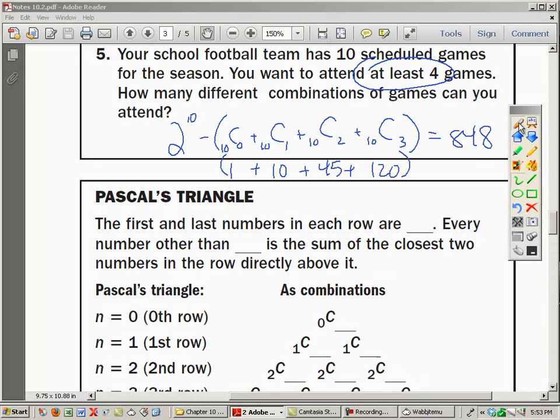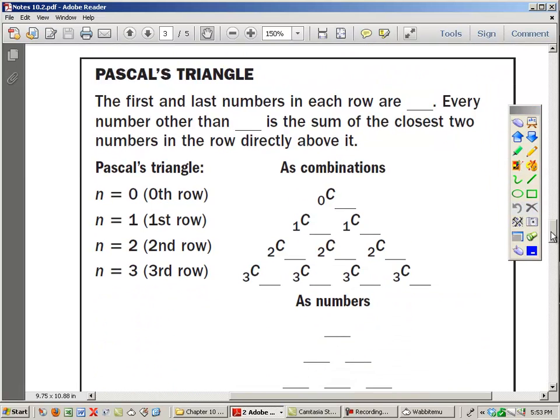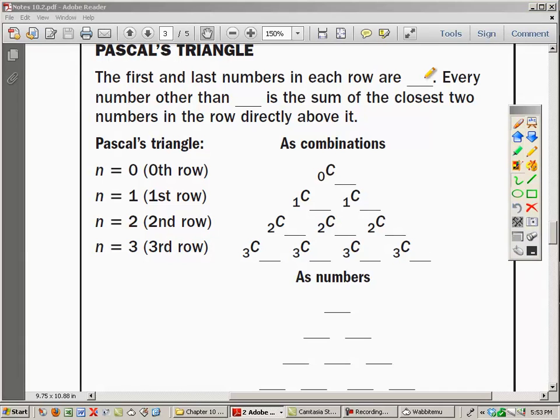All right. Okay, now Pascal's triangle. You guys see how I keep going back and I have to use my calculator to do all of these. When you have smaller numbers, it's a heck of a lot easier if you use Pascal's triangle. Now, Pascal's triangle is a triangle that's created from looking at the various combinations of n objects. It says the first and last number of each row are always a 1. Every other number other than 1 is the sum of the closest two numbers in the row directly above it.